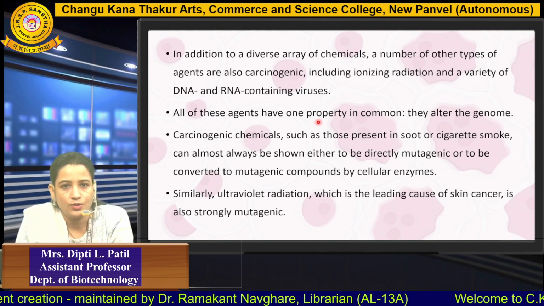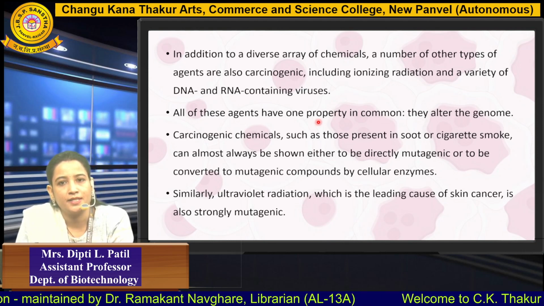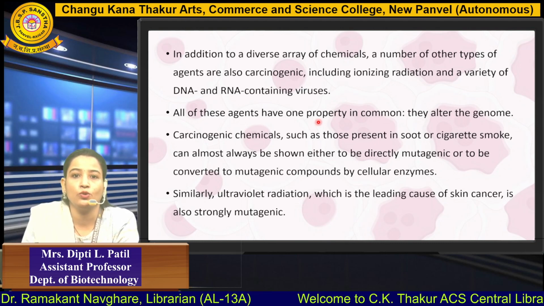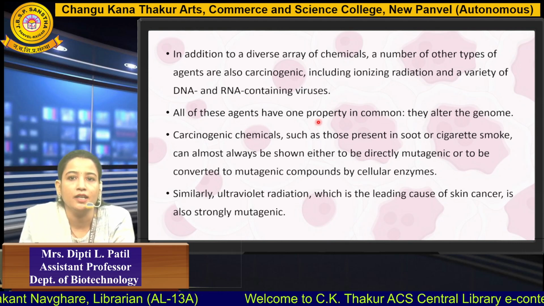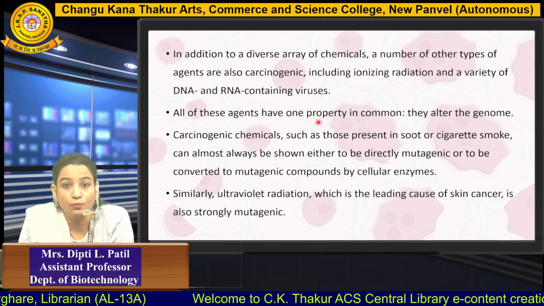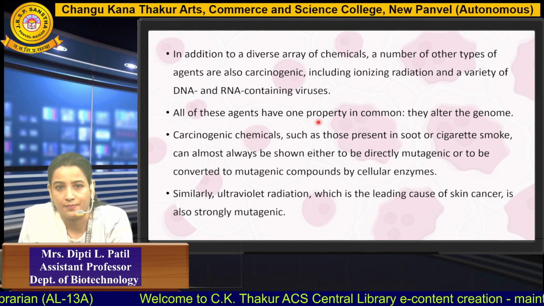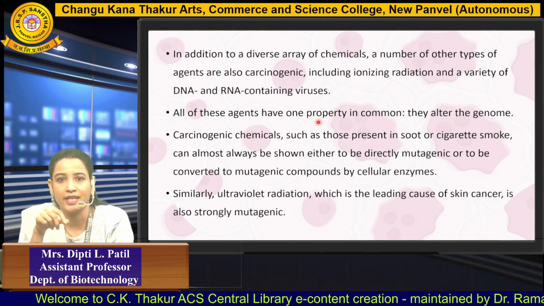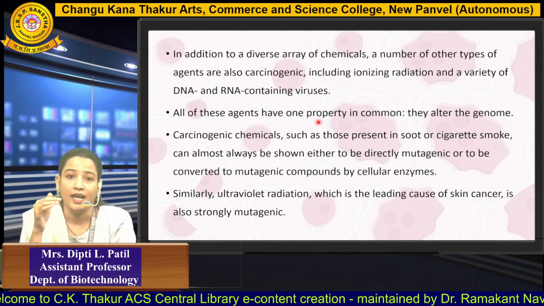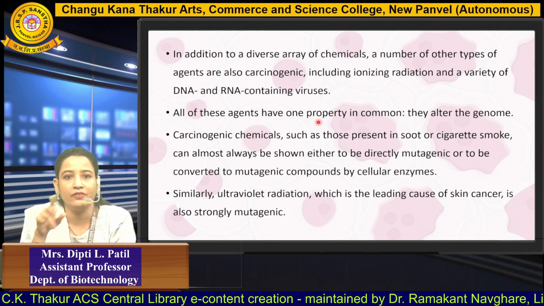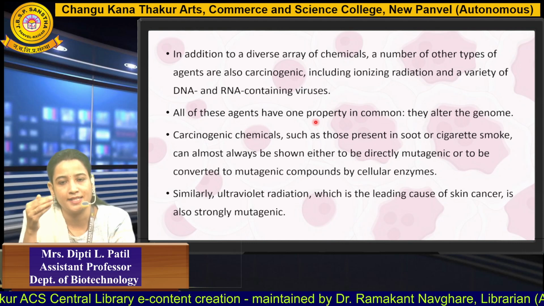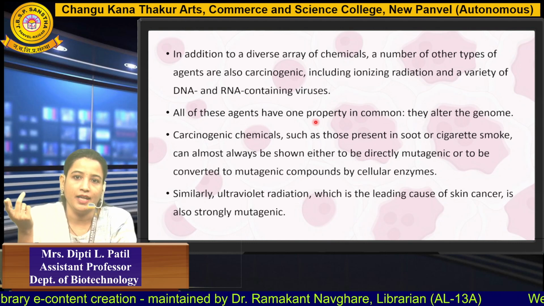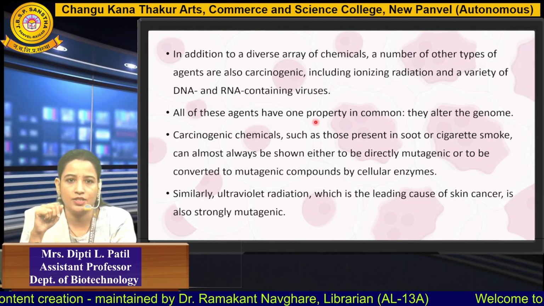So carcinogenic chemicals like those present in the soot or cigarette smoke can almost always be shown either to be directly mutagenic, or they are converted to mutagenic compounds by cellular enzymes. Means what? These chemicals directly act as a mutagenic agent and alter the genome, or after entering the body they are converted into mutagenic compounds by the cellular enzymes, and these mutagenic compounds then cause the alteration in the genome.